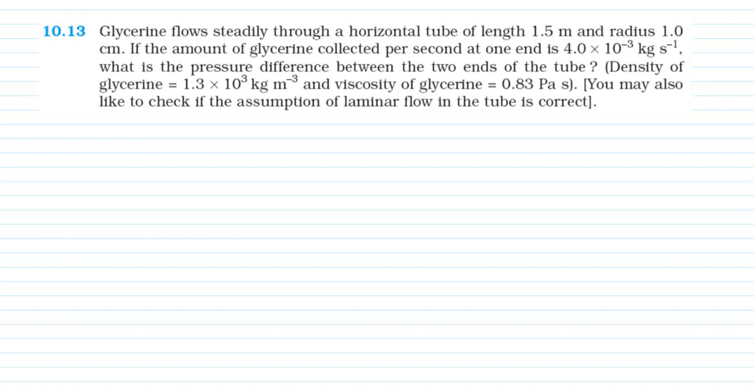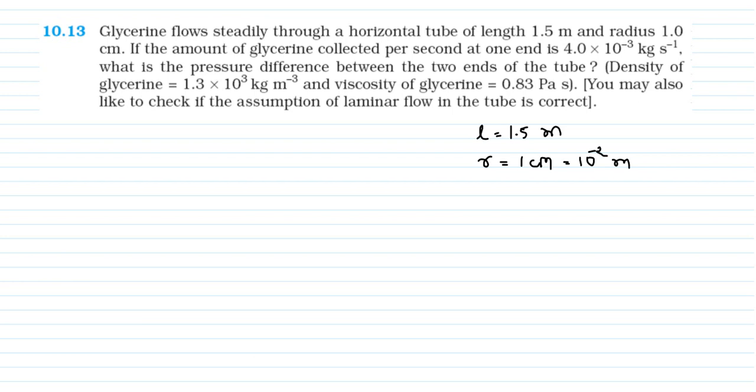Sum number 13. Glycerin flows steadily through a horizontal tube of length 1.5 meter. Okay, we will write the data as we go. So here you can say that the length L is equal to 1.5 meter and the radius R is equal to 1 centimeter, that is 10 raised to minus 2 meter.